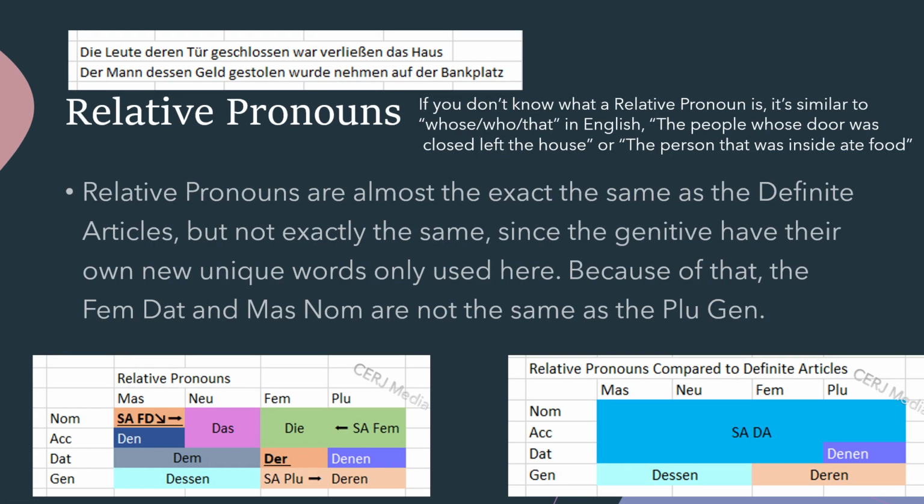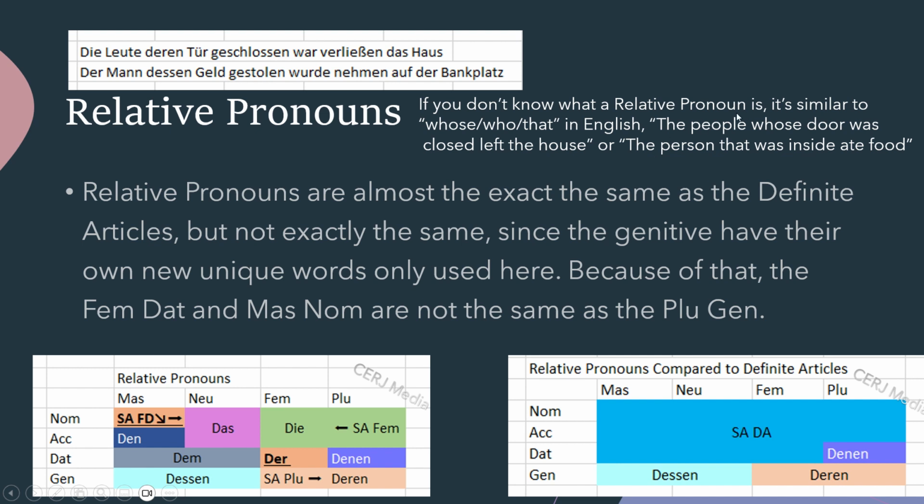Relative pronouns. If you don't know what a relative pronoun is, it's similar to whose, what, or that in English. For example, the people whose door was closed left the house. In that instance, whose is the relative pronoun because it's relative to the thing that you're talking about. Or the person that was inside ate food. In this case, that would be the relative pronoun.